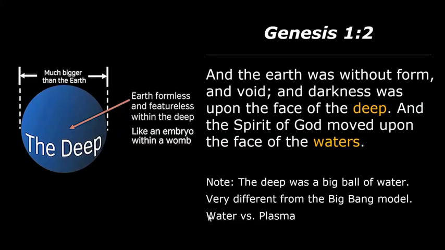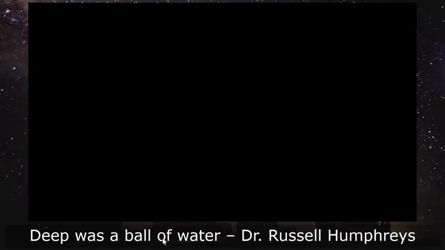Now we'll transition. Looking at the Bible closer, Genesis 1 verse 2 says, "And the earth was without form and void, and the darkness was upon the face of the deep, and the Spirit of God moved upon the face of the waters." So the earth being formless and void within the deep, the deep could be considered a big ball of water, bigger than earth, very different from the Big Bang model. The Bible says water, the Big Bang says plasma. And I'll show two videos.